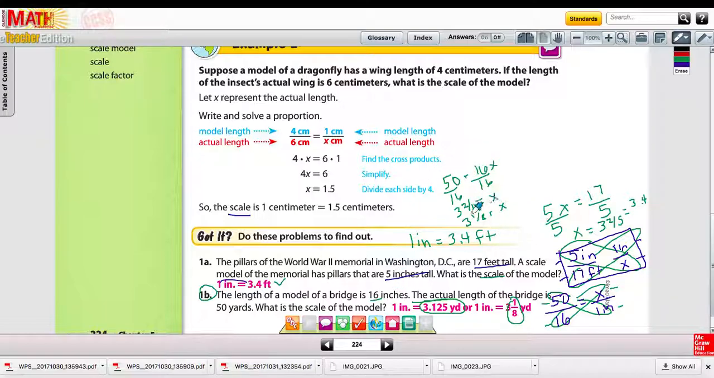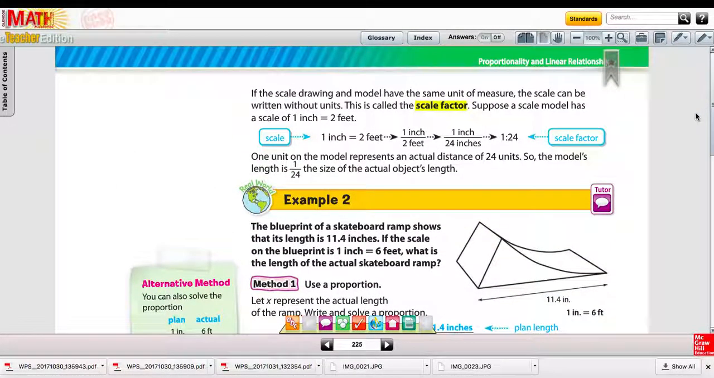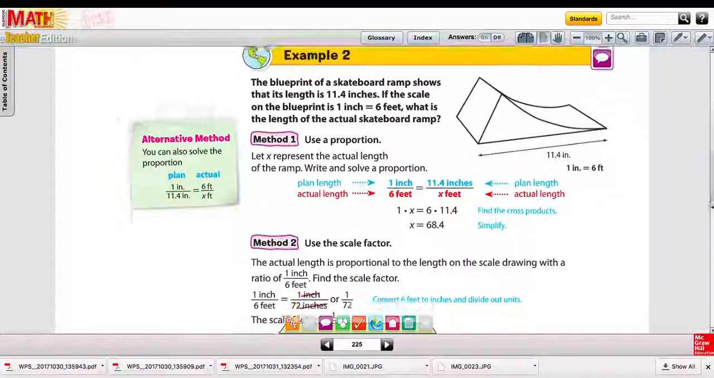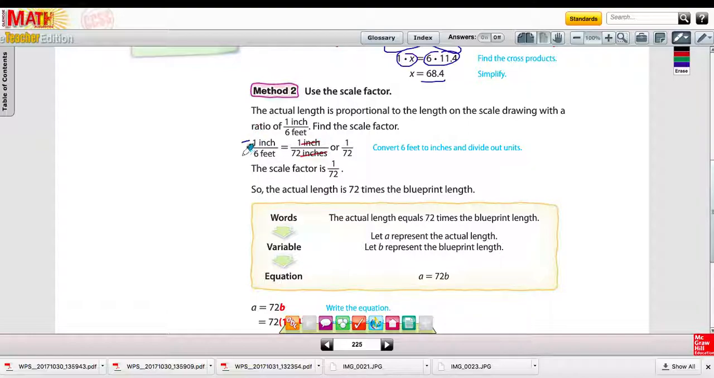Again, using cross products or setting up the proportion, all used in conjunction with solving these scale problems, for example 1. On the next page, example 2, we're looking at, again, using a scale factor to solve problems, and it walks you through 2 different methods. Method 1 is using a proportion, where again they have everything laid out into the plan length and the actual length. They cross multiplied 1 times x, and then 6 times 11.4, and then we get 68.4. The other method here is to find the scale factor, where 1 inch equals 6 feet. Notice they changed that to 1 inch is 72 inches.